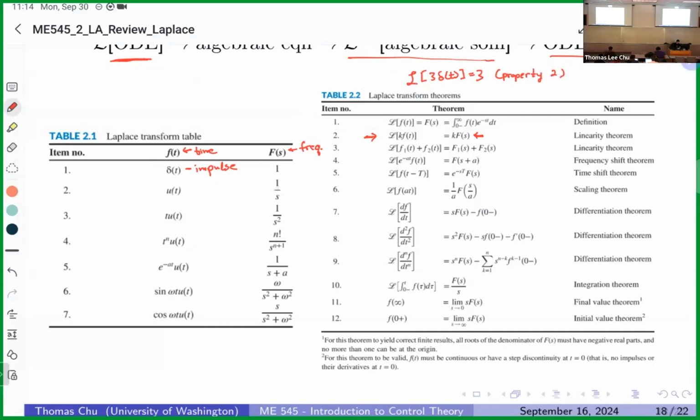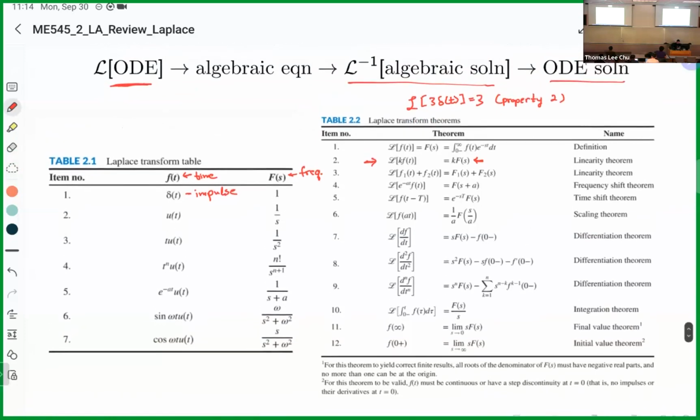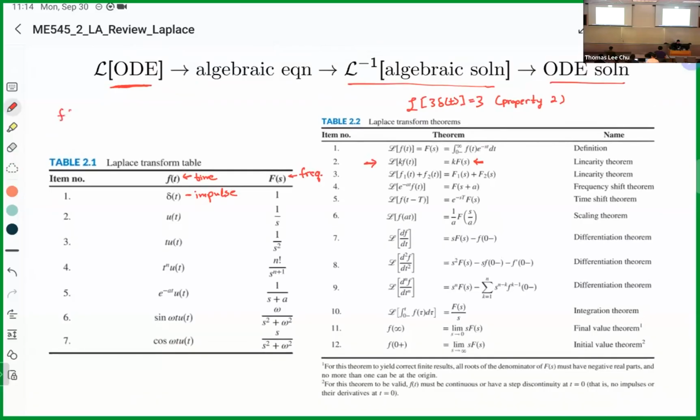If we look right here, this u of t, and I don't really like that they don't explain it, but basically if f of t is equal to u of t, u of t is equal to 0 when time is less than 0, and u of t is equal to 1 when time is greater than or equal to 0. That's what it means.